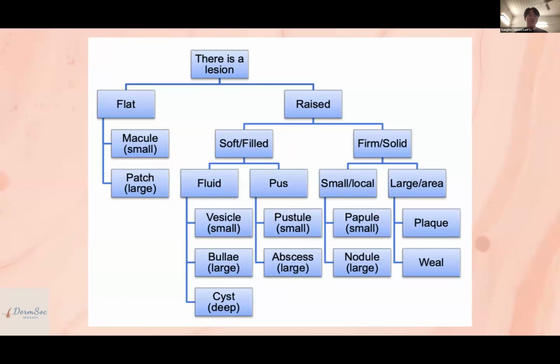We'll go and talk a bit about how to describe lesions, and here's a nice flow chart for it. So there's a lesion. We can divide them into either if they're flat or raised.